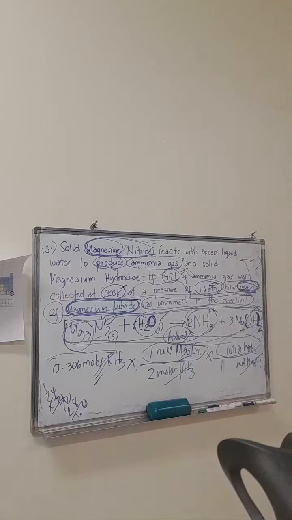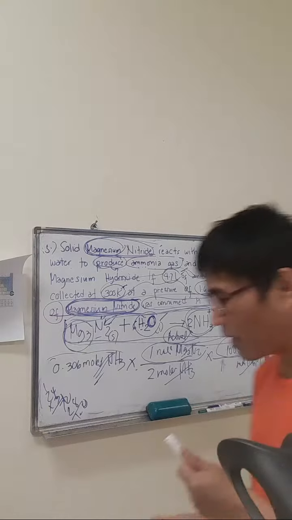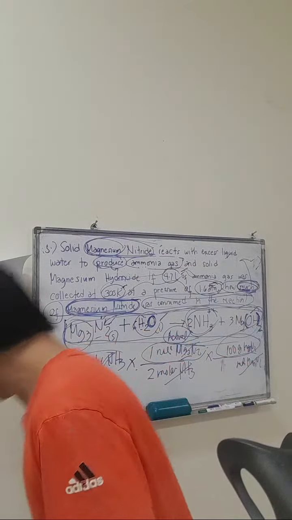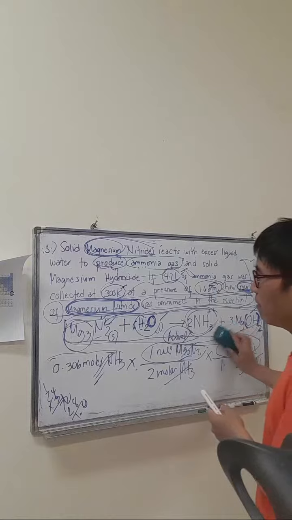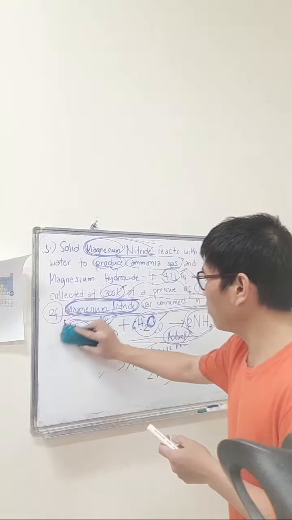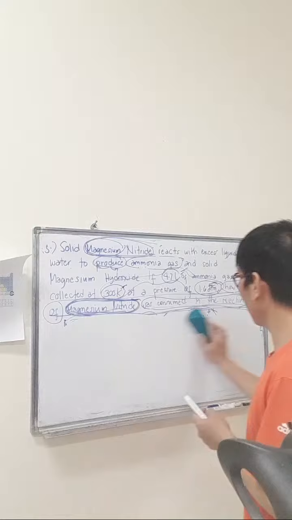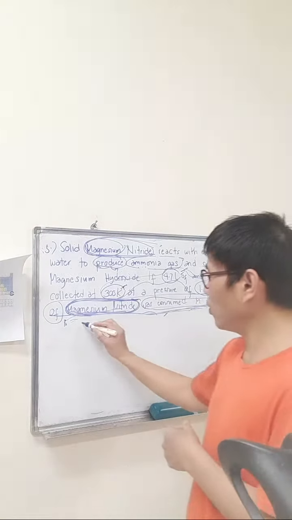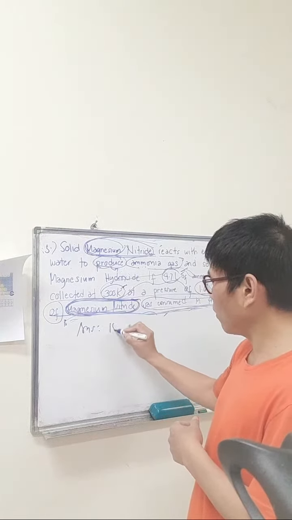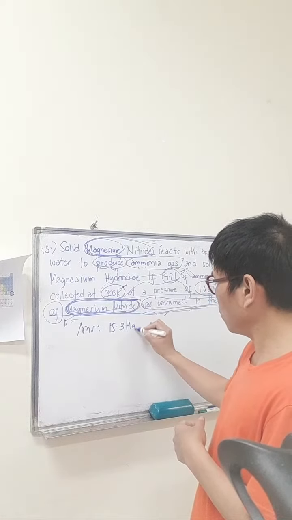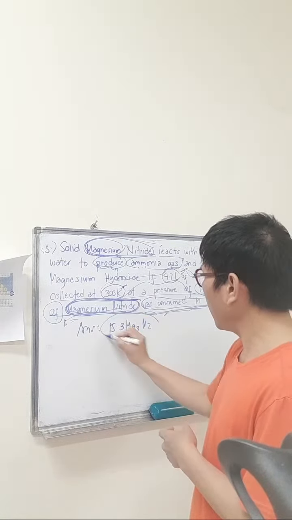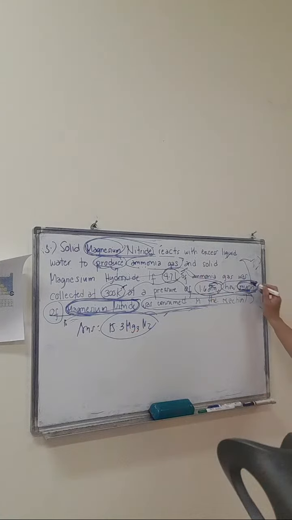So 100 times 0.306 divided by 2. So 15.3 grams of magnesium nitride is the answer. 15.3, okay? So, this is our answer, 15.3 grams of magnesium nitride. Now, if we try to use volume, because this is unclear, how much?